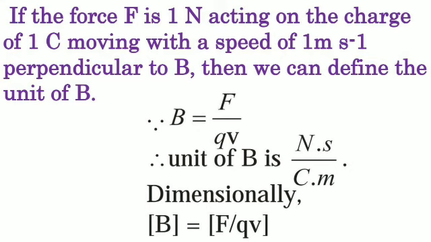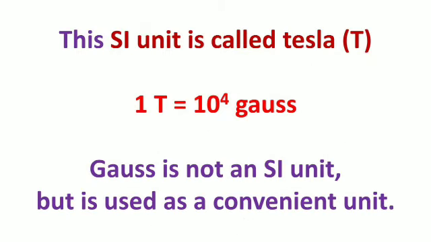So finally we can say that this SI unit is called Tesla. That is, 1 Tesla is equal to 10 raised to 4 Gauss, where Gauss is not an SI unit but it is used as a convenient unit. So this is all regarding the magnetic field.